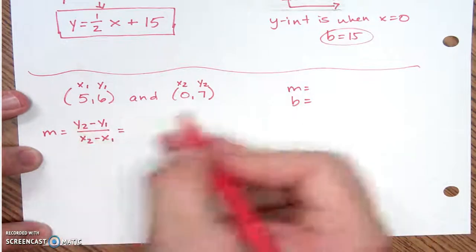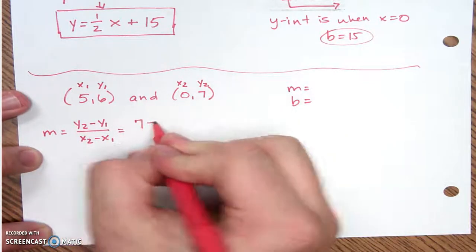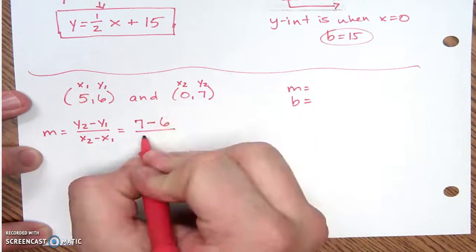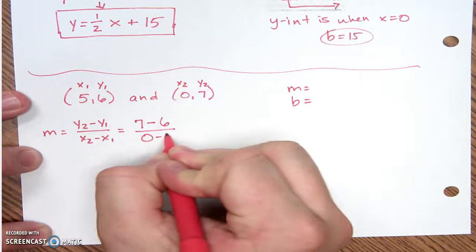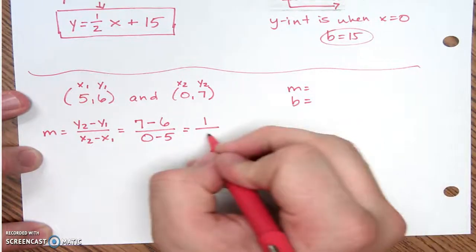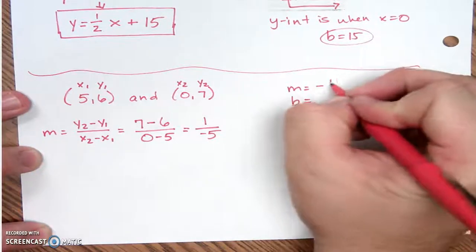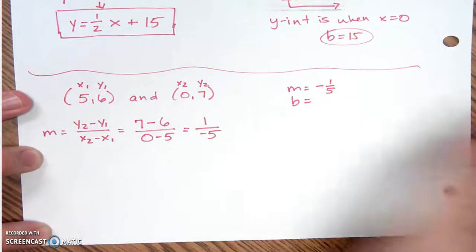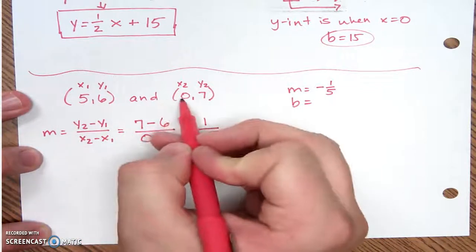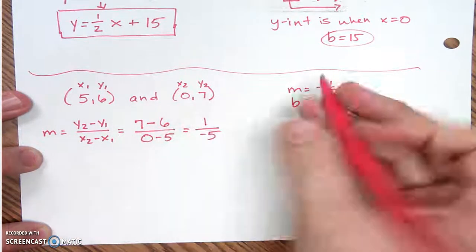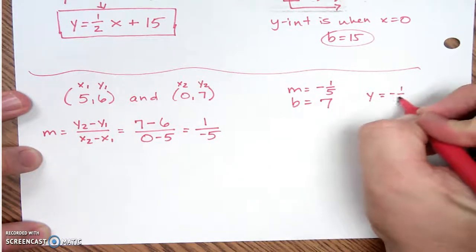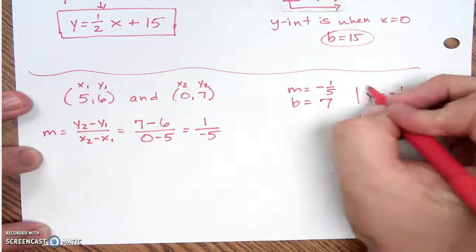So y2 minus y1. y2 is 7, y1 is 6, over x2 is 0, x1 is 5. 7 minus 6 is 1. 0 minus 5 is negative 5. So my slope is negative 1/5. The y-intercept, when is x 0? Well, here x is 5, so that can't be it. Here x is 0, so the y at that point is 7. So when I put it together, my equation is y equals negative 1/5 x plus 7.